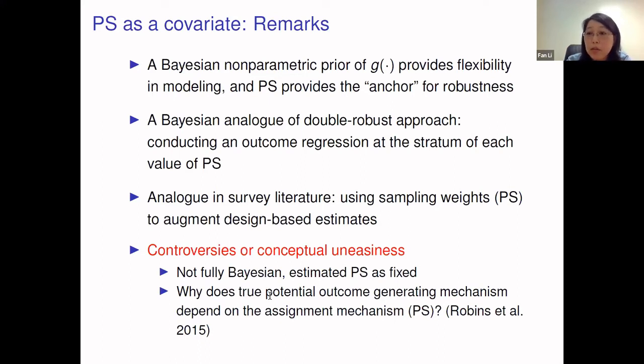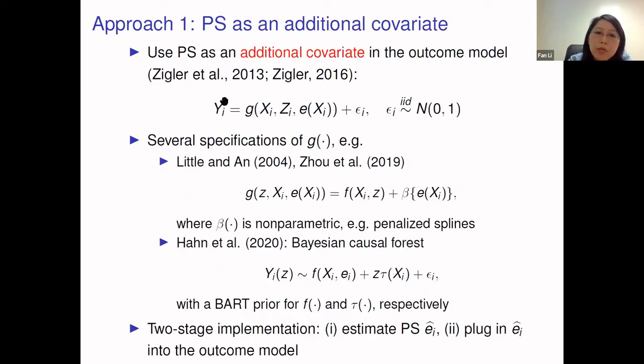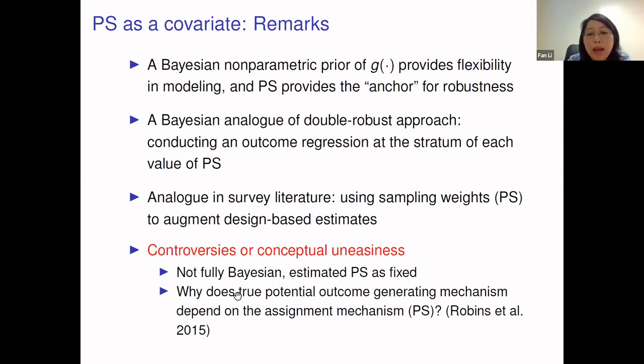We estimate the propensity score first as fixed, and then we plug in the outcome model. So this is not fully Bayesian. And the second one is really Wasserman's argument. The key thing is, when we talk about the outcome model, it's really talking about the potential outcome generating process, right? So why does that have to depend on the assignment mechanism?